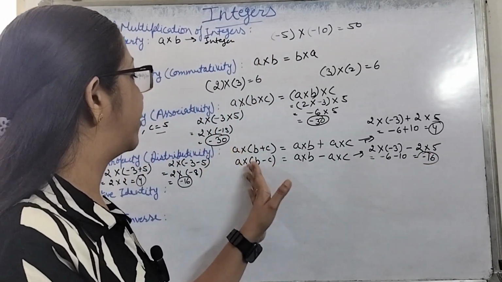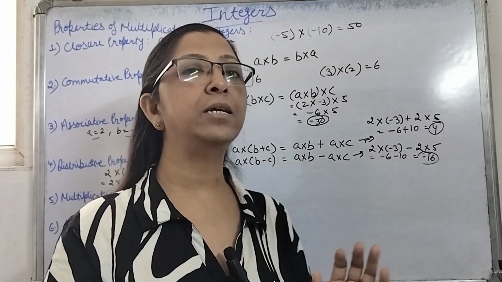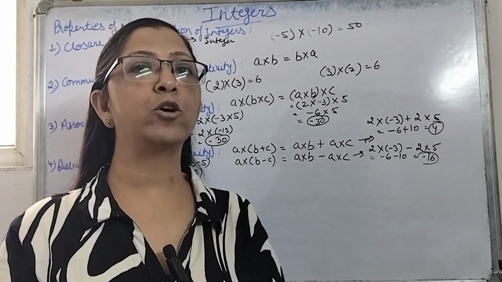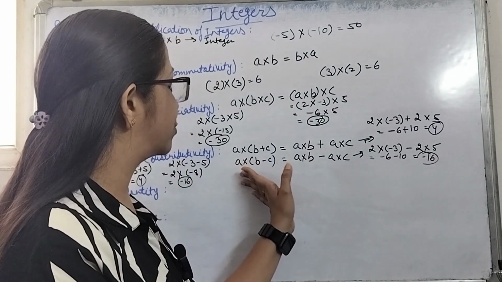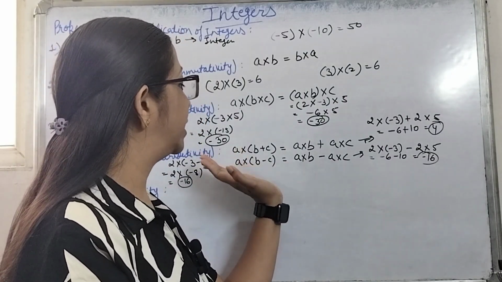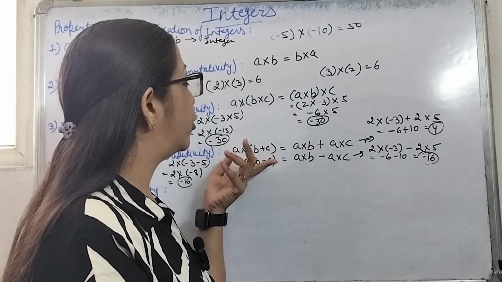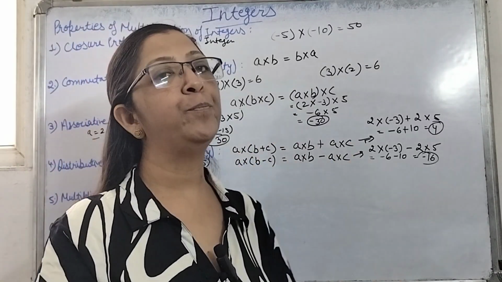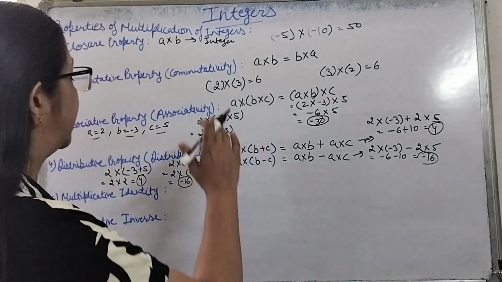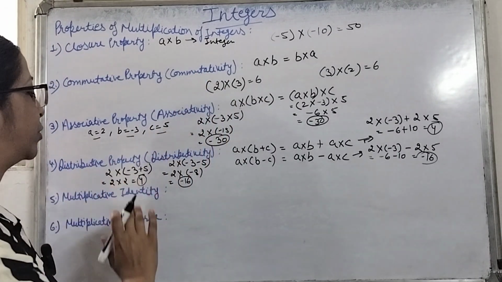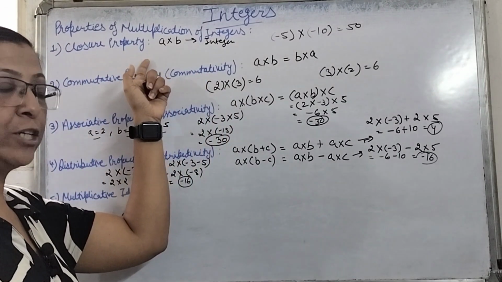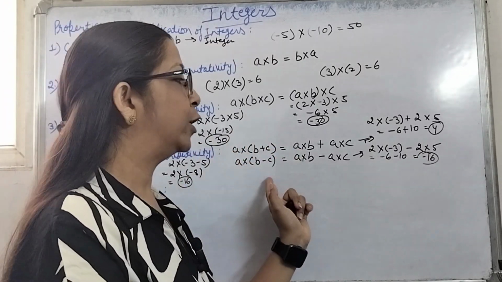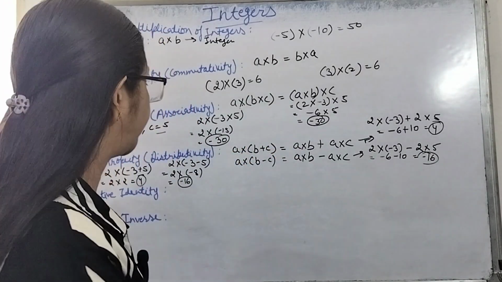So whatsoever the value of a, b, c is, for each and every value, if it is integers, we are talking about integers only, the LHS part will be equivalent to the RHS part. That means integers follow the distributive property for multiplication, over addition and also over subtraction.